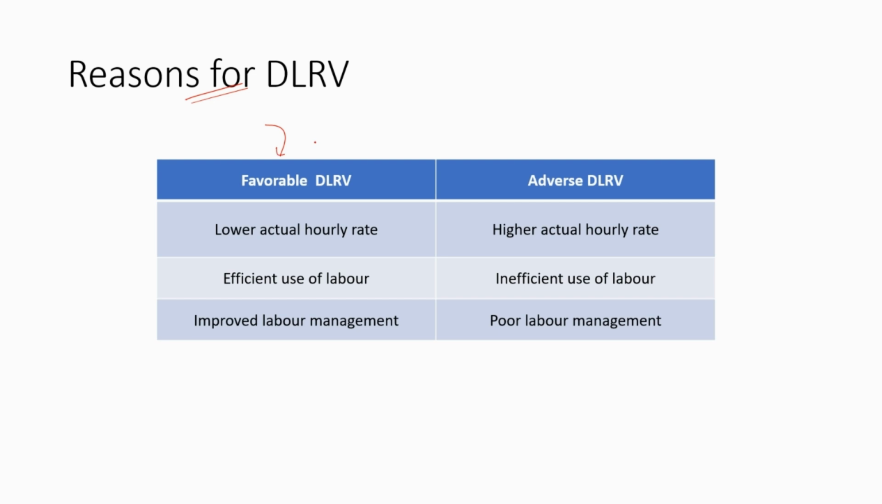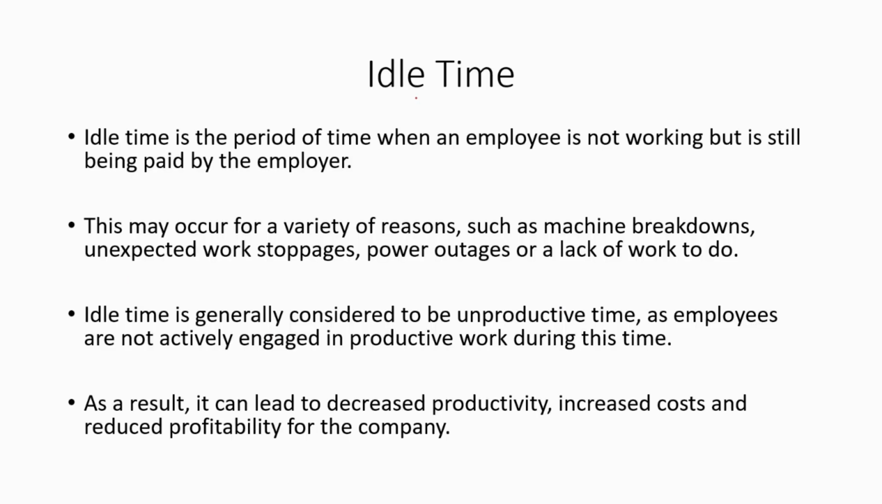For favorable variance: lower actual hourly rate, efficient use of labor, improved labor management. The inverse of these points is true for adverse variance: higher actual hourly rate, inefficient use of labor, poor labor management. Now let's discuss the term idle time. This term is also very important under direct labor variances.